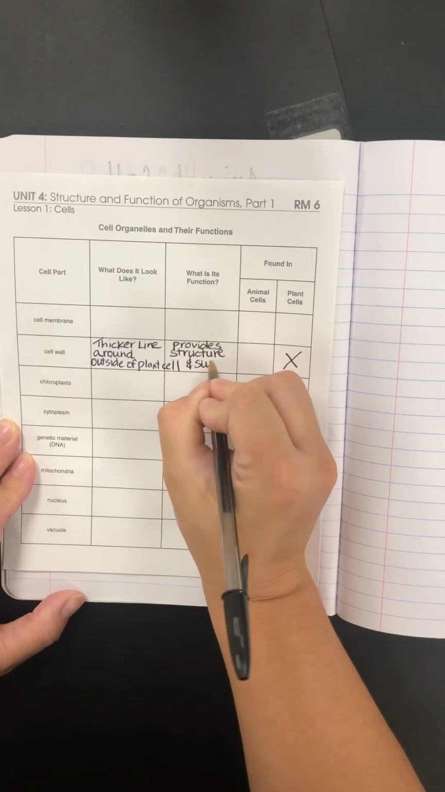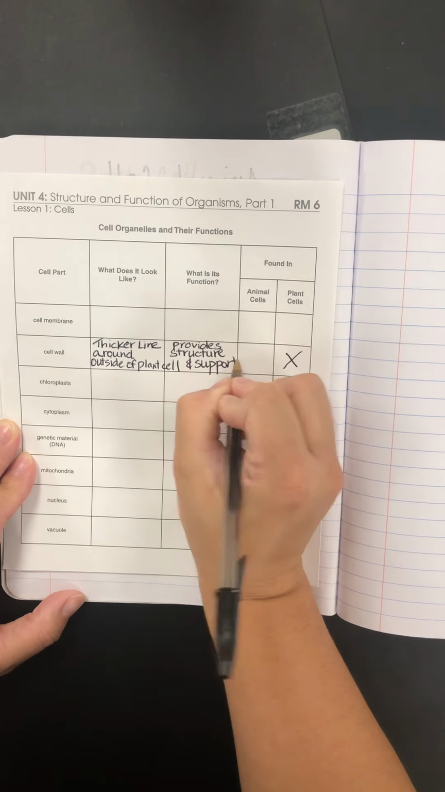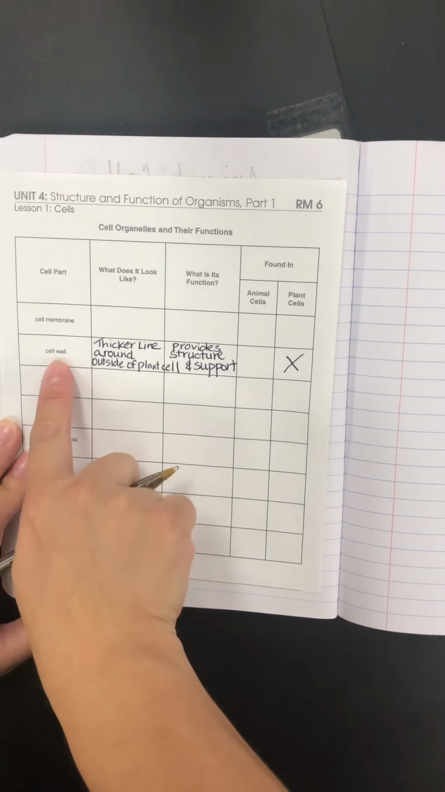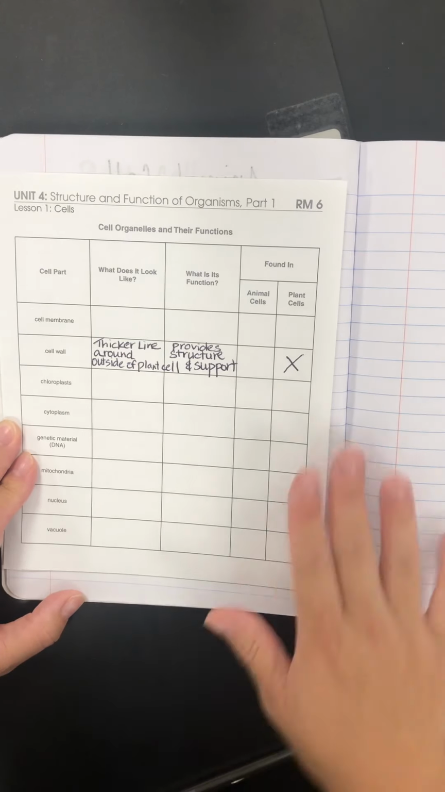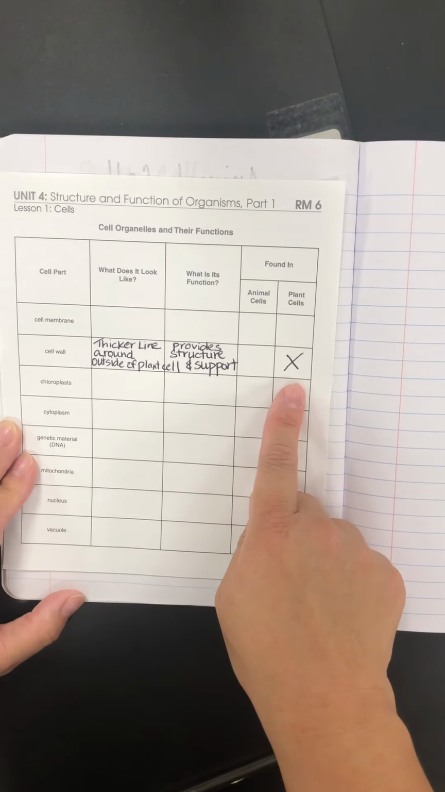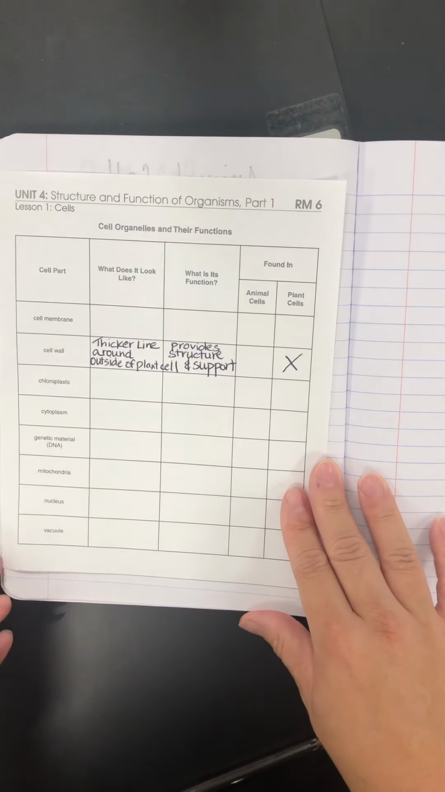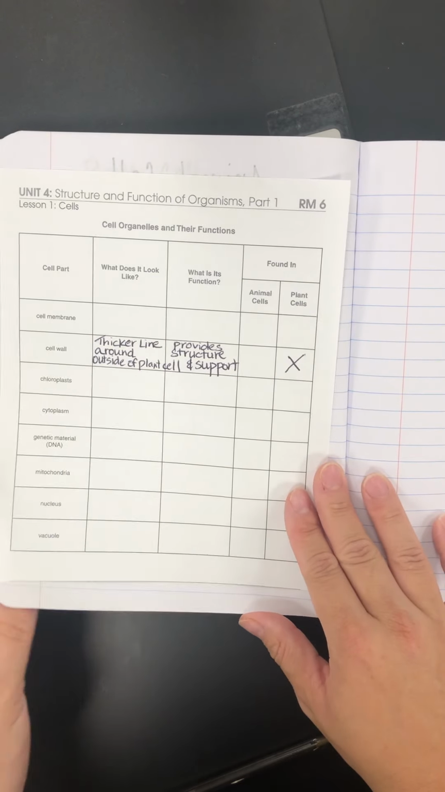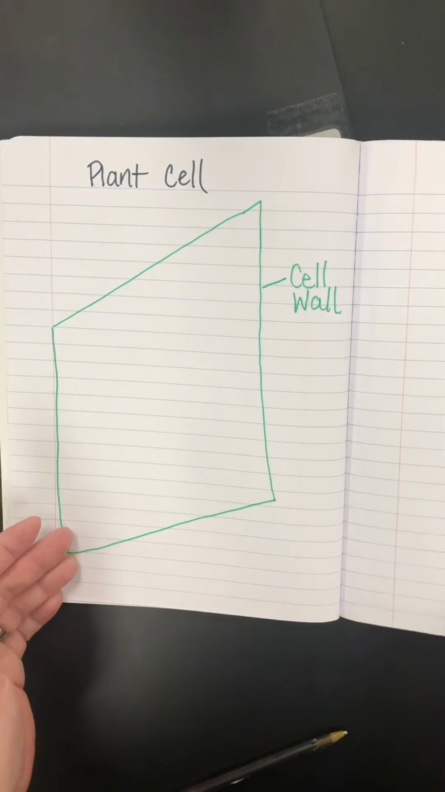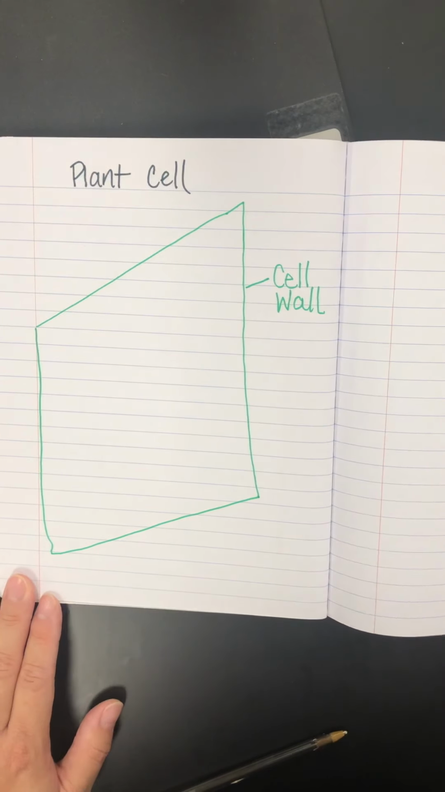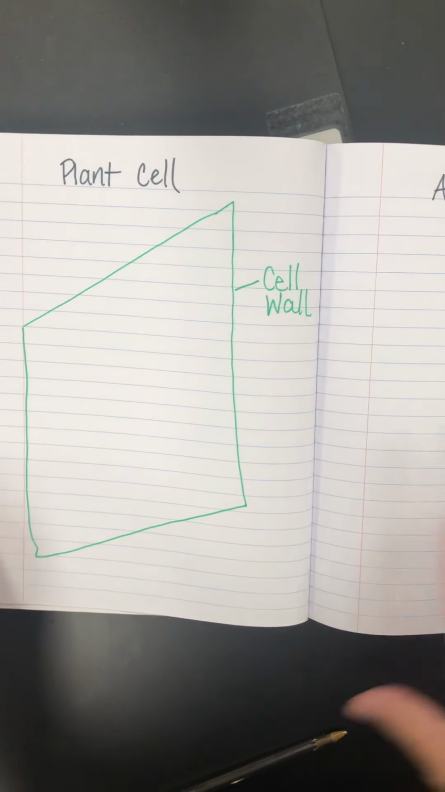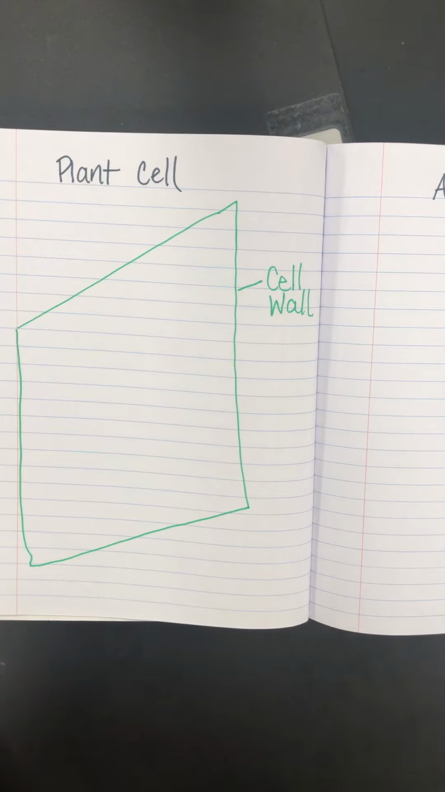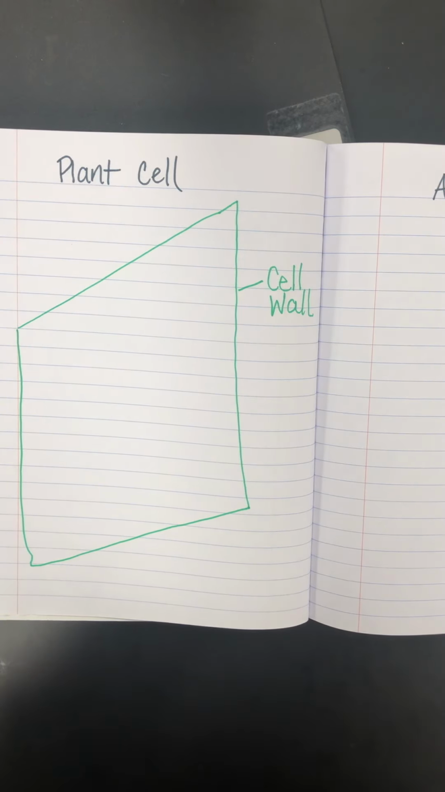So just like how a brick wall has structure, so does the cell wall. Okay, so we have finished our first organelle, cell wall. Now, let's flip back to our other pages, and we're going to move on to our next organelle. The next organelle that we are going to do is the cell membrane.